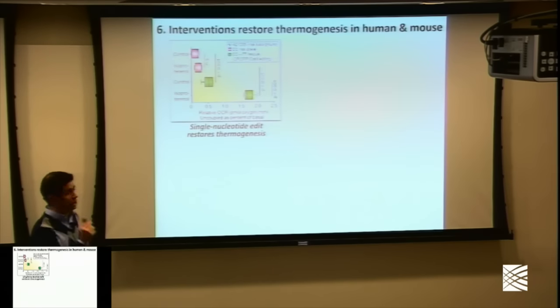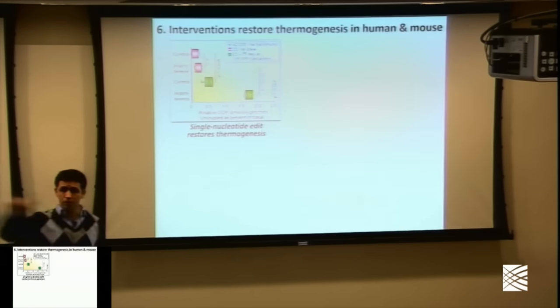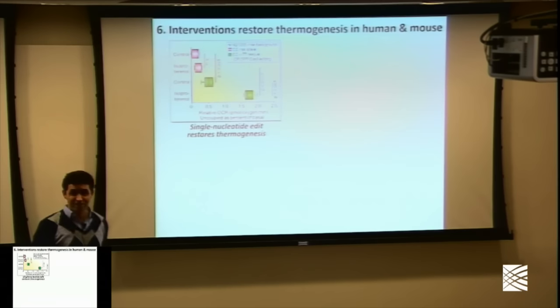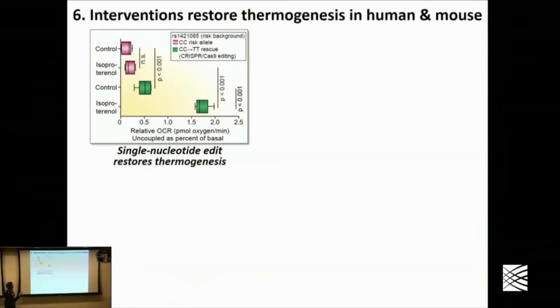If you actually change a single nucleotide out of 3.2 billion nucleotides in the human genome, I mean, that's precision medicine right there. We basically can find that thermogenesis, this oxygen consumption rate, uncoupled as percent of basal, in presence of isoproterenol, which is the beta agonist, is impaired in the risk individuals. The baseline oxygen consumption rate is very low, so they don't consume oxygen, they don't burn energy, and isoproterenol stimulation has no significant effect, no change.